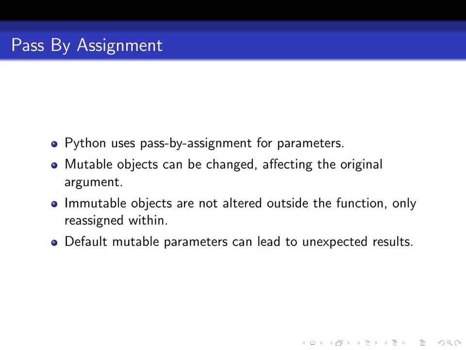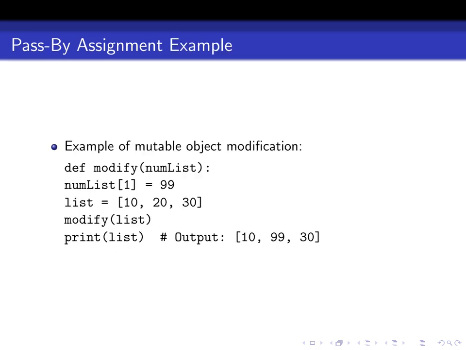If you pass a mutable object, changes in the function can affect the original argument. However, with immutable objects, changes within the function do not alter the argument outside. Be cautious with default mutable parameters as they can retain state across calls. Here's a practical example of pass by assignment. We modify an element in a list inside a function, and this change persists outside the function because lists are mutable.